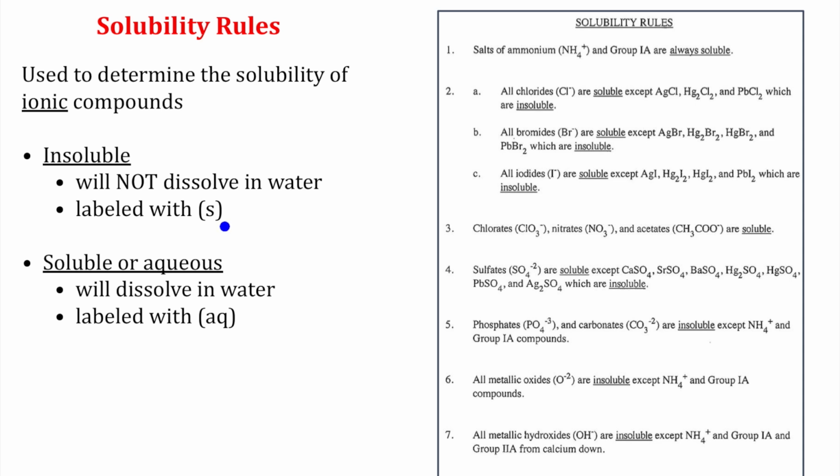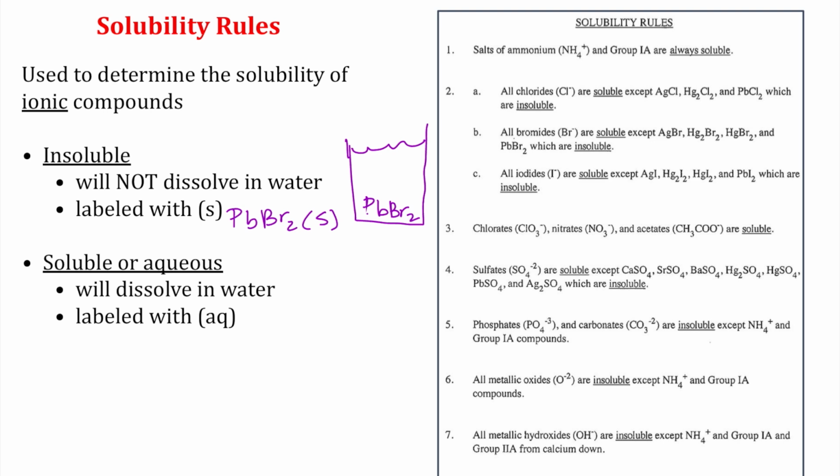So if we look at finding something that is insoluble, this one says all bromides are soluble except, and then it lists those here. So lead bromide is insoluble, so we would say that PbBr2 is going to be a solid. If we wanted to show that in a picture, we would put a beaker with water in it, but that lead bromide, PbBr2, would stay together in a compound. It's not going to break up into ions.